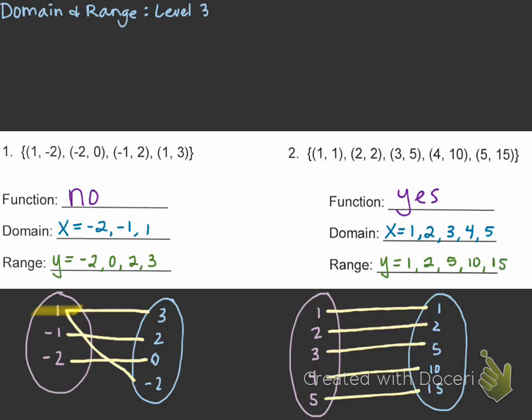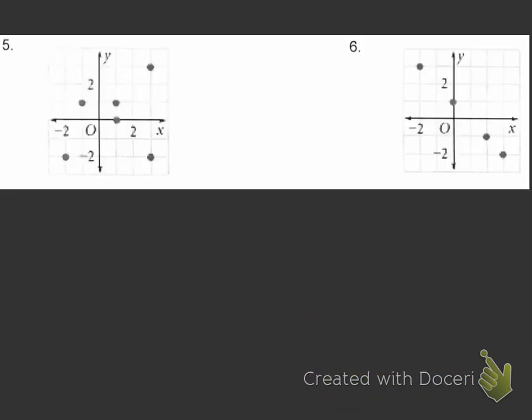So sometimes coordinate points are really, really nice to list out domain and range because we're really just focused on the x values and the y values. All right, now let's take a look at discrete graphs. So these are very, very similar to what we just looked at. However, instead of the points being listed, the points are actually plotted on a coordinate grid.